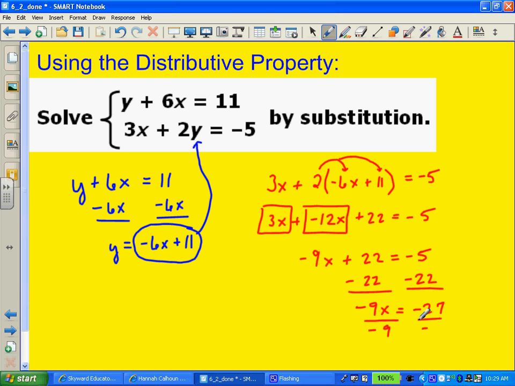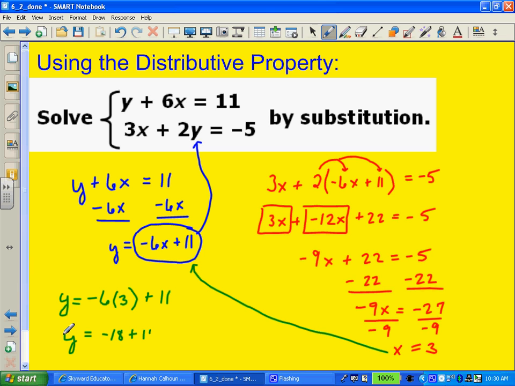Divide by negative 9. And I figure out that x is 3. And then I can take that and plug it in either to my original equations, or I can plug it into the one that I solved for a variable on. It doesn't really matter which one, I should get the same answer. I like to use this one just because I think it's a little bit easier. So I'm going to get y equals negative 18 plus 11. So y is negative 7.